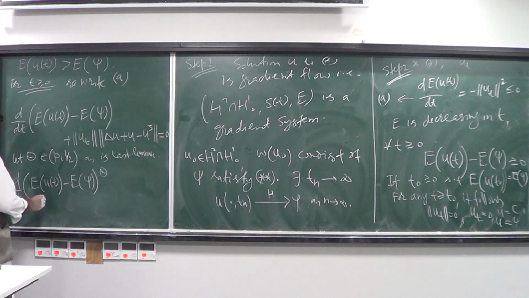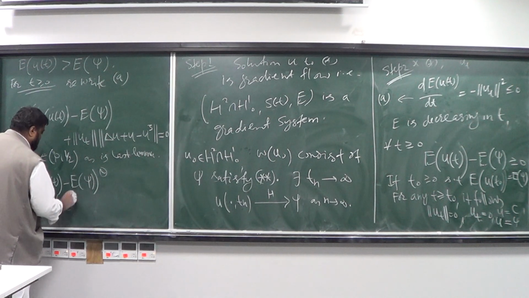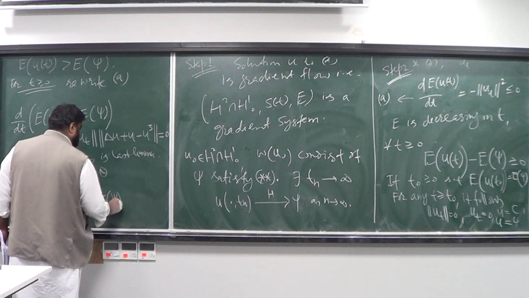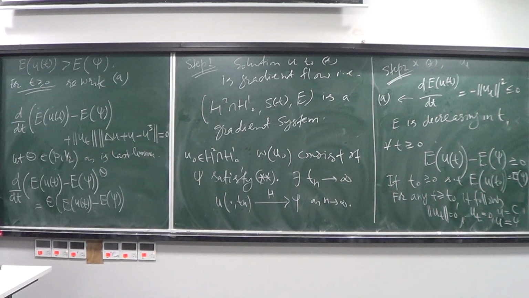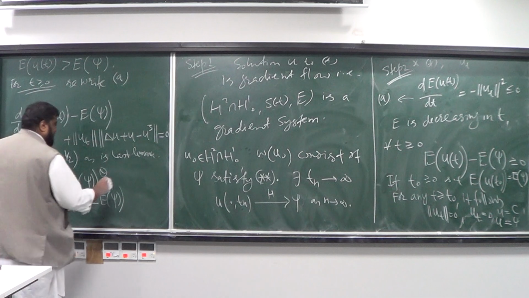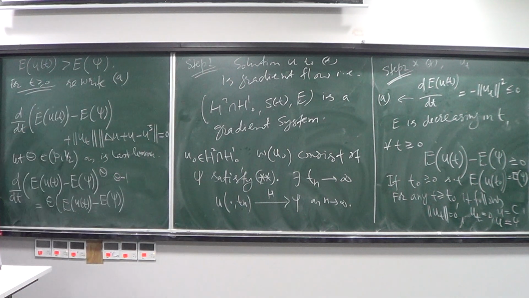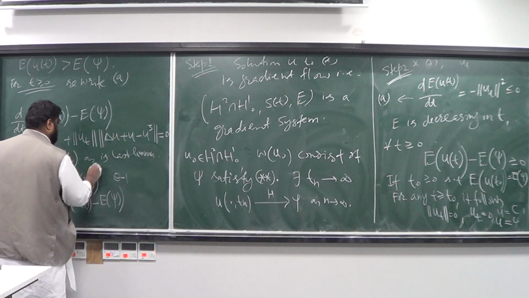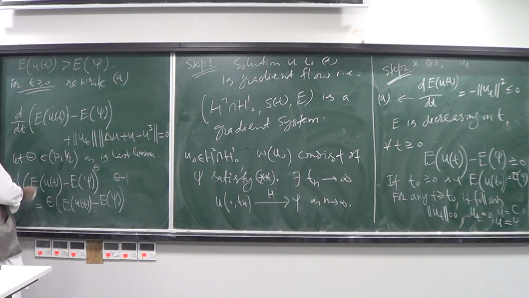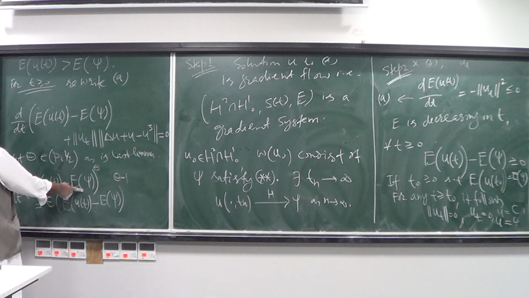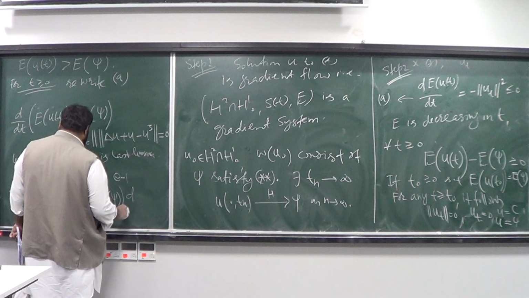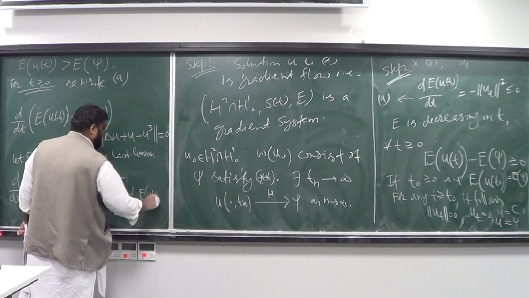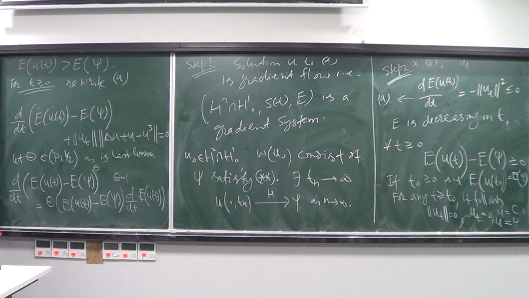By definition, this is going to be theta times (E(u(t)) minus E(psi)) to the power theta minus 1, times the derivative of the base actually. Okay? The derivative of the base. And what would be the derivative of the base? The derivative of E(psi) is 0, so you're going to have the derivative with respect to t of E(u(t)). Okay, this is what you're going to get.